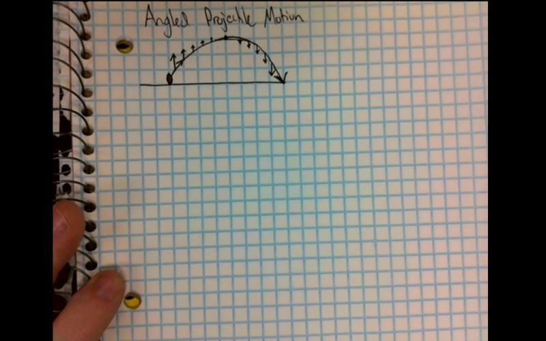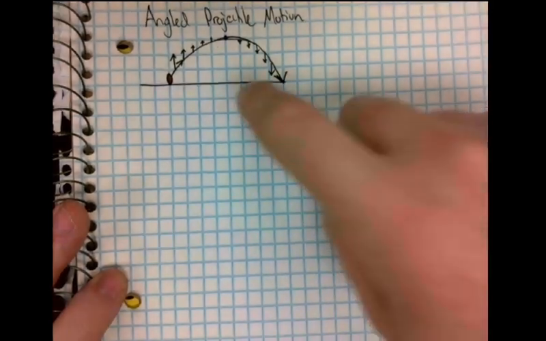To do this, we are going to need to use our trig skills. So nothing crazy there. The example we're going to use is we've got our football here.